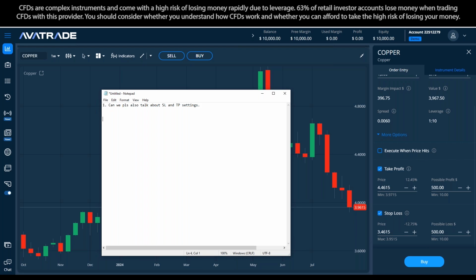All right, so take profit and stop loss are pending orders. SL, stop loss, stops the position automatically with a loss, and take profit stops the position automatically with a profit.